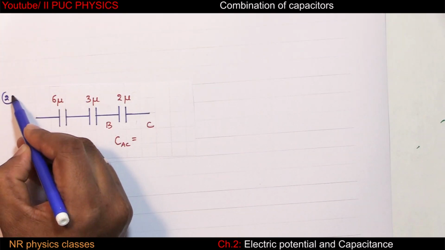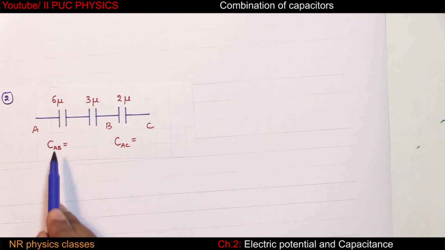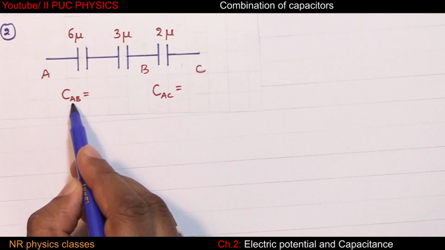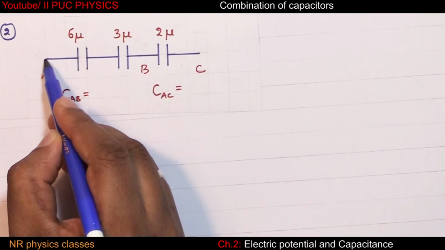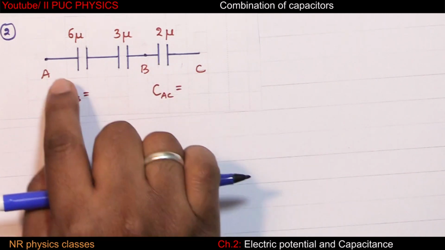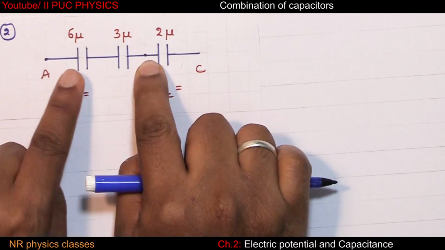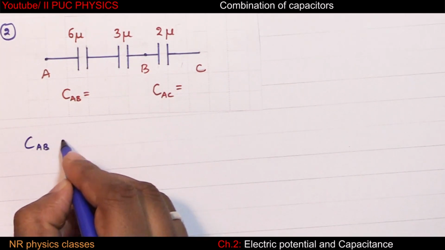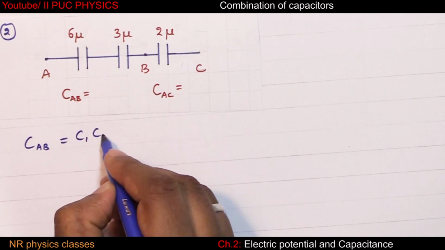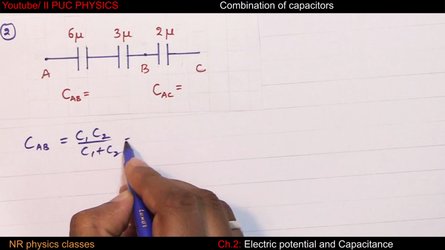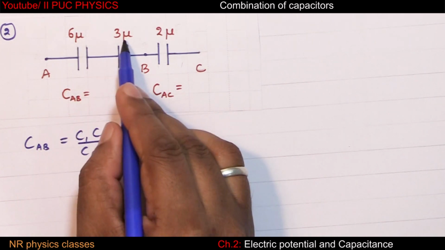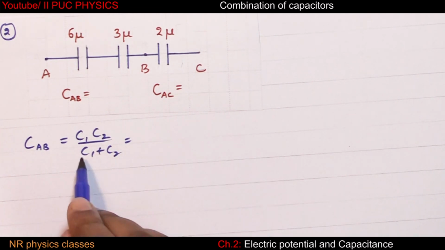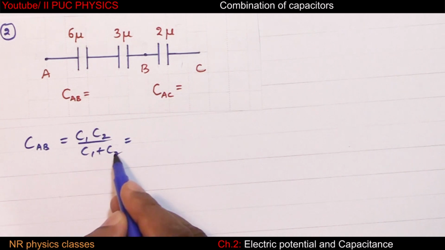Now, second problem. Observe the circuit. Sorry, we want between A and B. A is here, B is here. Between A and B, there are 2 capacitors in series. Therefore, CAB equal to C1 C2 by C1 plus C2. When we have two capacitors of different values, try to use this equation directly instead of 1 by C1 plus 1 by C2. Okay. So C1 C2 by C1 plus C2.